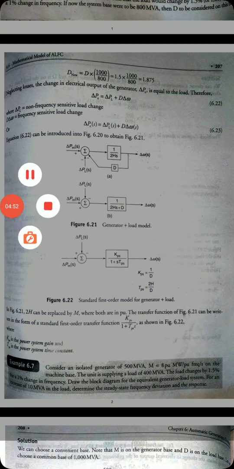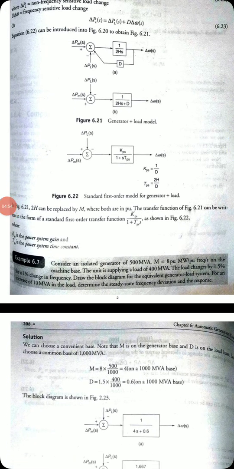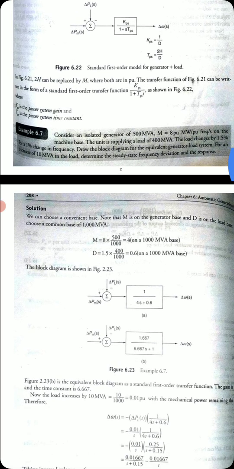Okay, so we will see one problem here. Consider an isolated generator of 500 MVA, M is equal to 8 per unit megawatt per unit frequency per second on the machine base. The unit is supplying a load of 400 MVA. The load changes by 1.5% for a 1% change in the frequency, that is, the D value is 1.5 here. Draw the block diagram for the equivalent generator load system for an increase of 10 MVA in the load. Determine the steady state frequency deviation in the response. Okay, let's see the solution now.